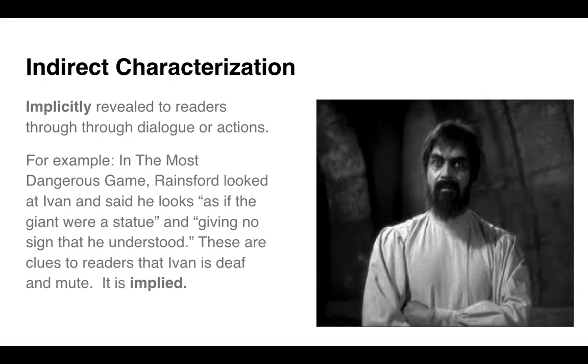Indirect characterization, you imply, okay? So it's implicitly revealed to readers through dialogue and actions. What is said and what is done, but it's more implied, okay? For example, in The Most Dangerous Game, Rainsford, the main character, looked at one of the bad guys, Ivan, and said, "He looks as if the giant were a statue," and giving no sign that he understood. So he was just standing there, and he didn't act like he knew what was being said to him. The author didn't tell us that the character was deaf and mute. It just was implied.